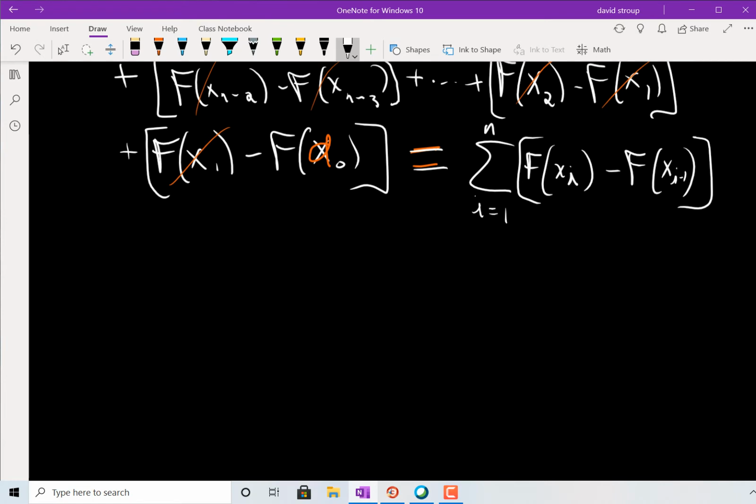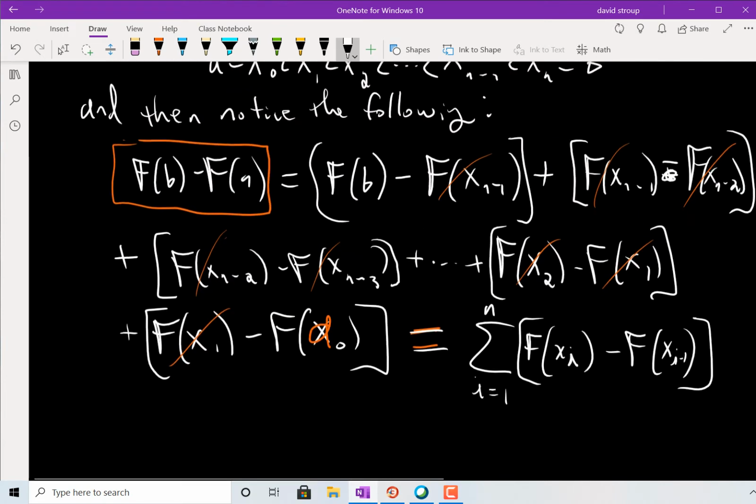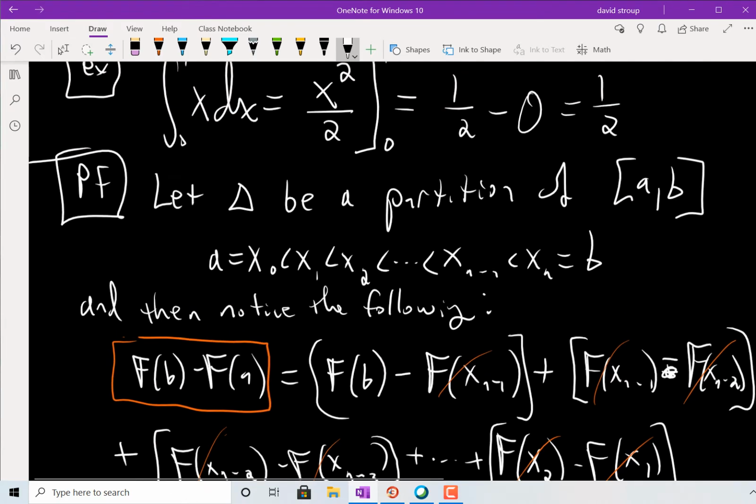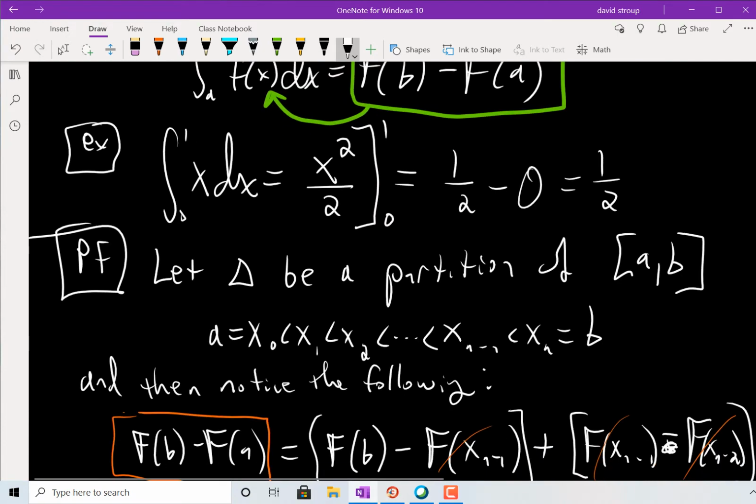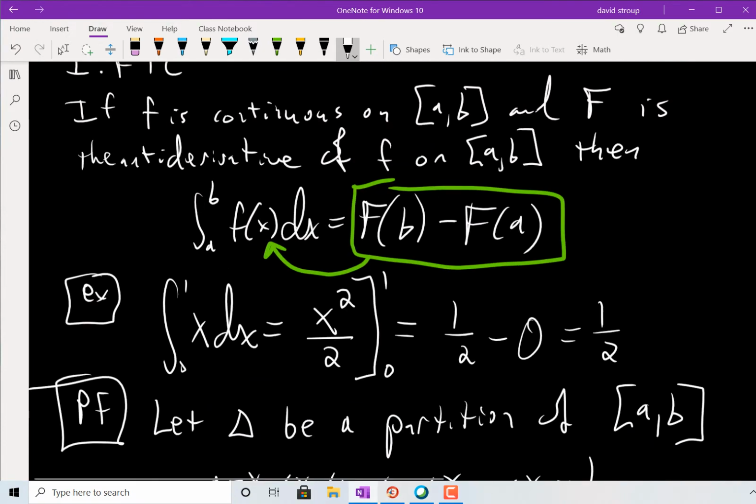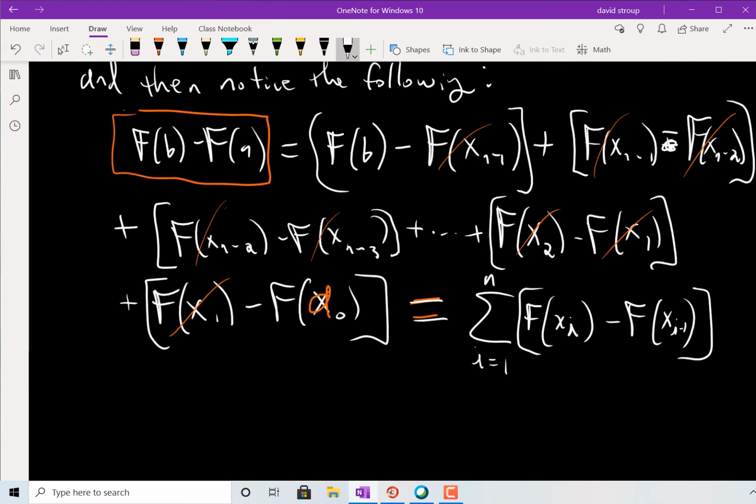Then next I'm going to notice by the mean value theorem, this cool thing is true. From our presumptions, f is continuous on the closed interval, and it has an antiderivative on this closed interval. So basically it's differentiable and continuous. So we can apply the mean value theorem to this function big F, is I guess what I'm trying to say.